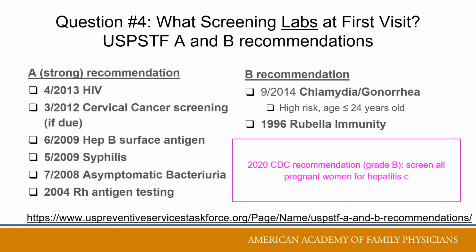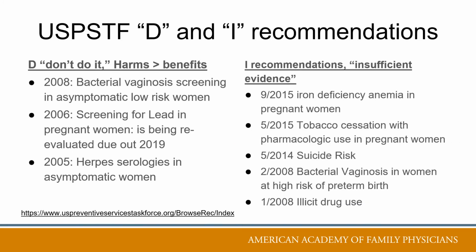In terms of hepatitis B surface antigen, that is a class A recommendation, as are syphilis screening, asymptomatic bacteriuria, and Rh antigen testing. Class B recommendations include gonorrhea and chlamydia, rubella immunity, and most recently, a grade B recommendation from the CDC is to screen all pregnant women for hepatitis C. You can review the USPSTF Task Force guidelines on the link at the bottom of this slide.